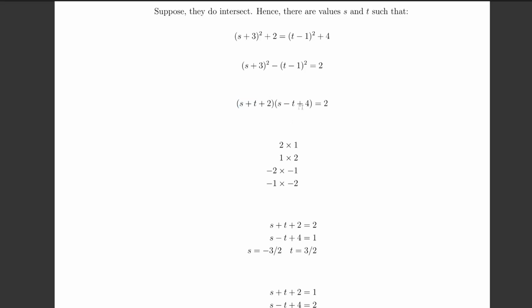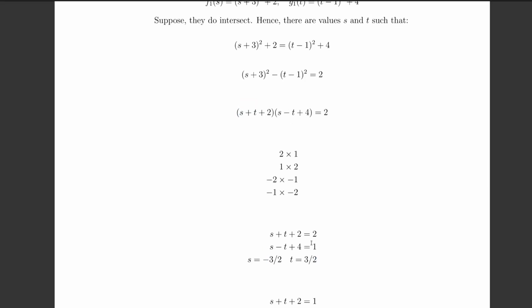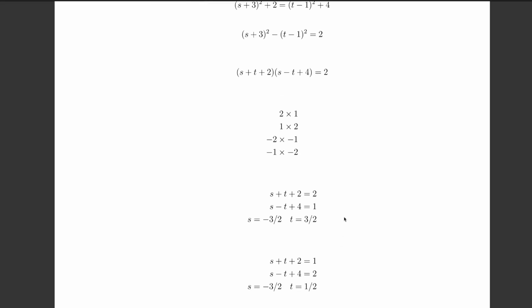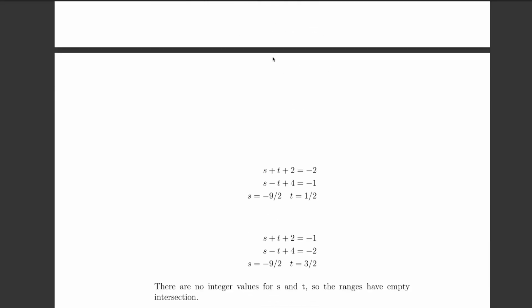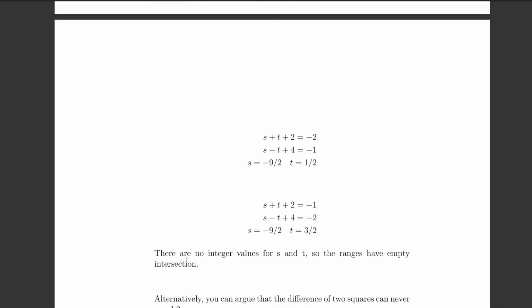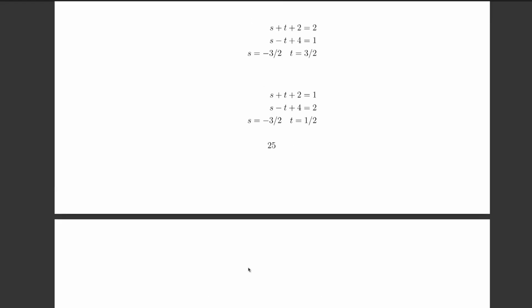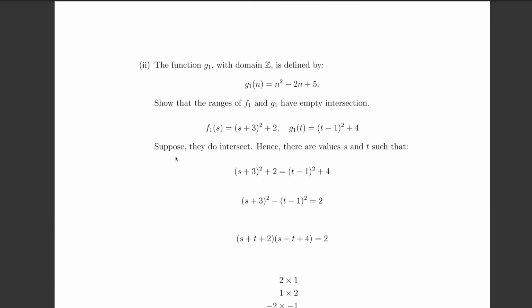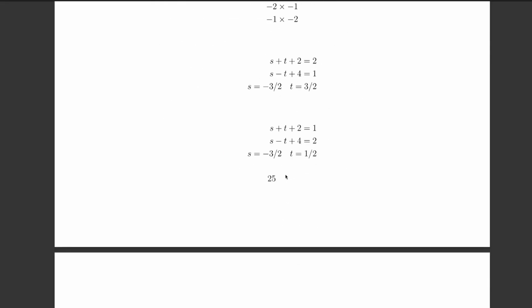So if you consider this as 2 and this is 1, then you get s as this and t as that, which obviously cannot be the case because s and t are integers. And when you do that for the rest of them, you get that none of them can be true, which means that there's no integer values for s and t, so the ranges have an empty intersection. Because again, it contradicts our original assumption that they do intersect. So that is that part done.